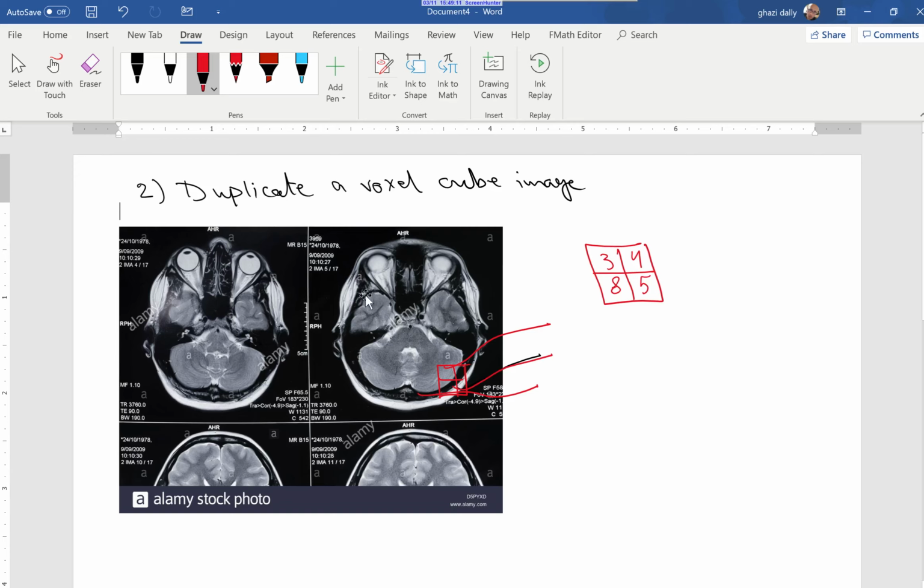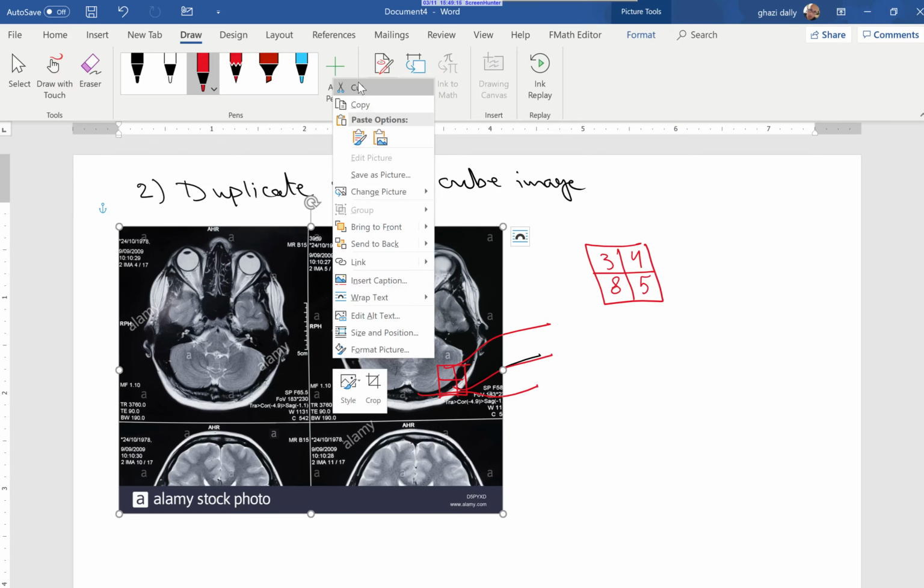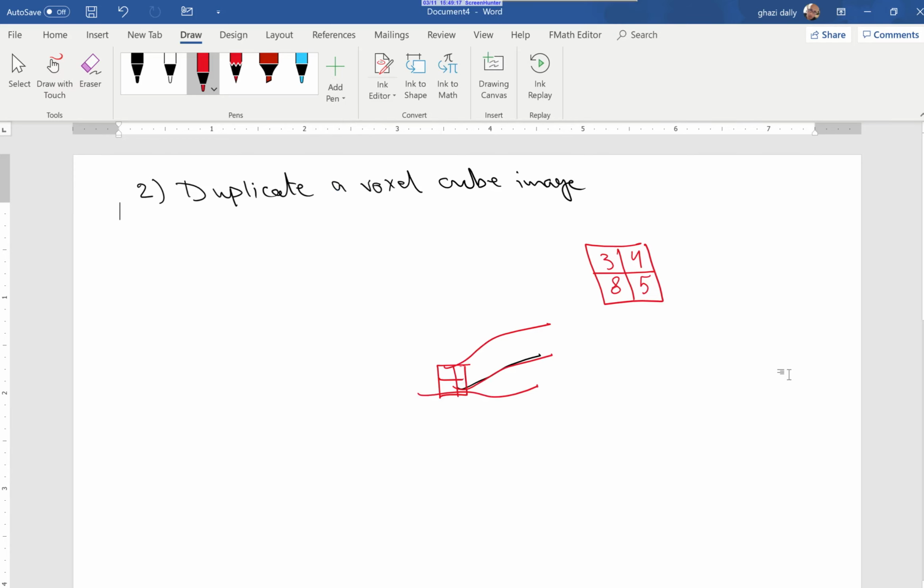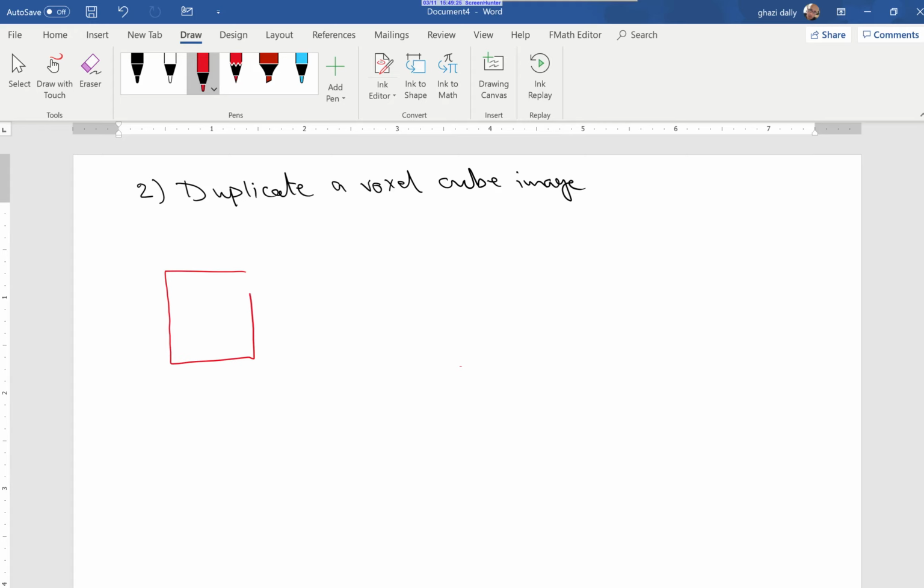Let's remove this image for now. We don't need it anymore. Erasing these and starting over again. So the 4 pixels that I have, with the 4 numbers that are 3, 4, 8, and 5. Okay, now at the beginning we radiate from this side.